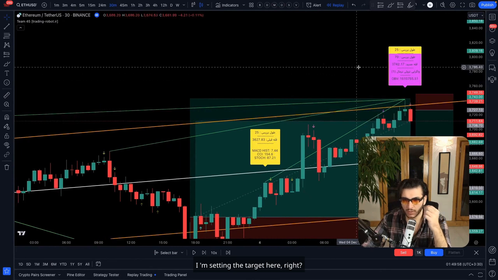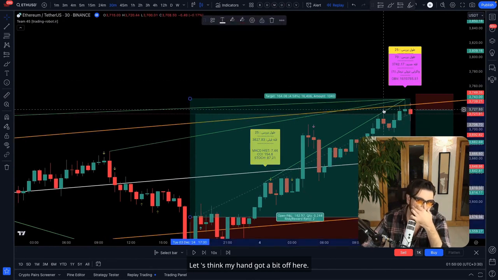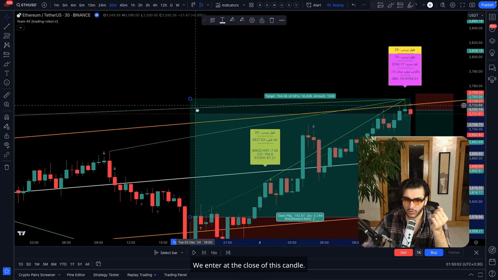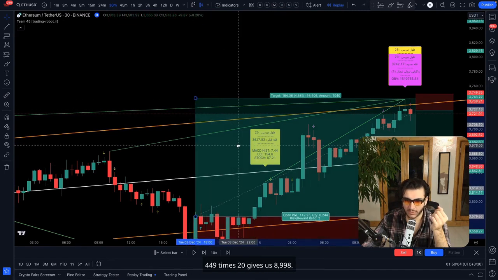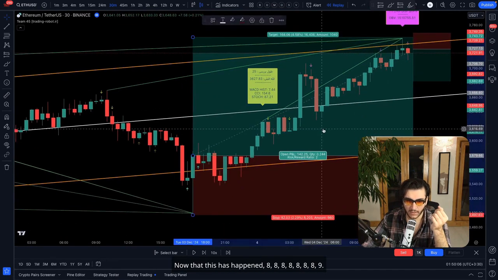I'm setting the target here, right? How much is it? 458, right? My hand got a bit off here. We enter at the close of this candle. The risk to reward is 2, so how much is that? 449. 449 times 20 gives us 8,998. Now that this has happened, 888888889.